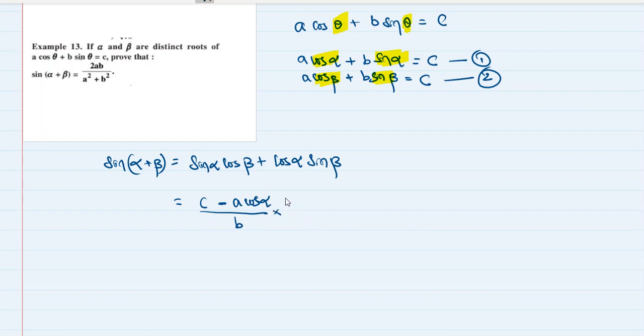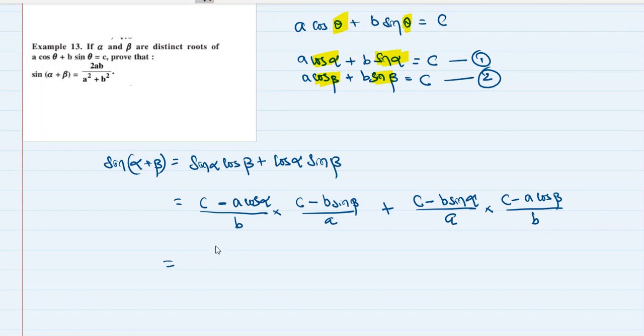Cos beta is (c minus b sin beta) by a, plus cos alpha is (c minus b sin alpha) by a times sine beta is (c minus a cos beta) by b.